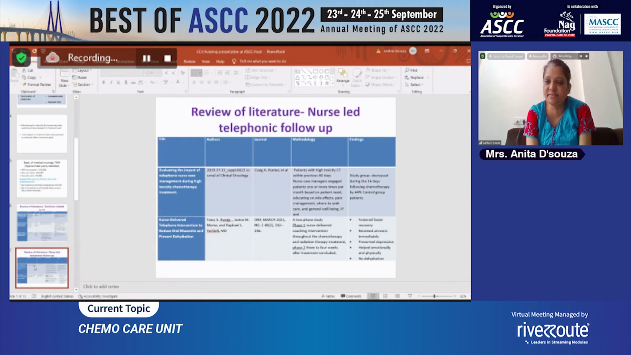In phase one, the nurses delivered the intervention during the entire course of the treatment, and in phase two, they asked the opinions of the participants with regard to the telephonic follow-up management. It was shown that it reduced the incidence of mucositis as well as dehydration. Additionally, it benefited the patients in having a faster recovery. They received answers quickly, had lower incidence of depression, and were helped both physically as well as emotionally.